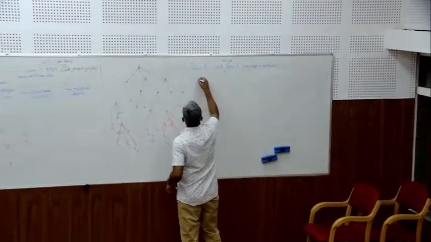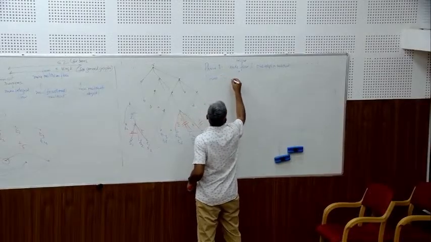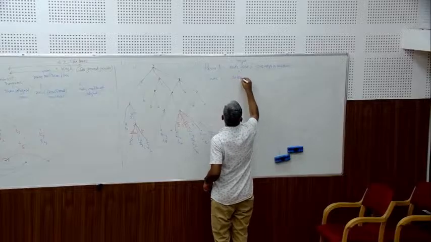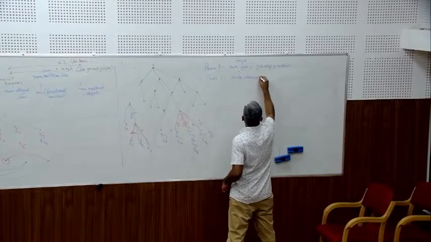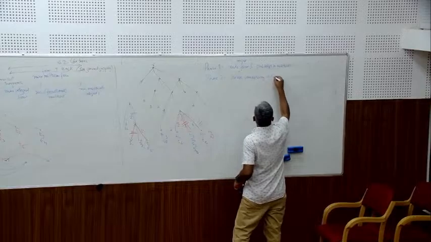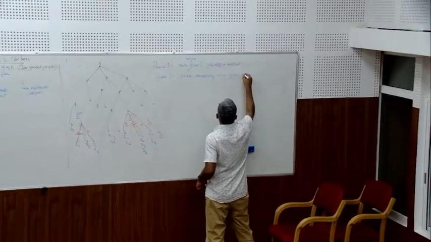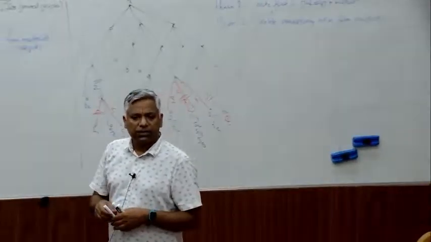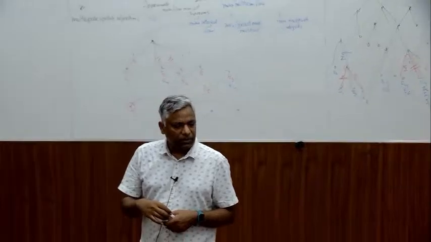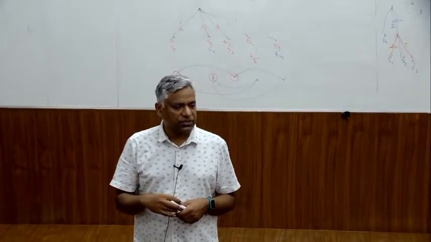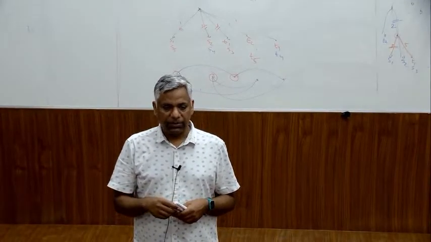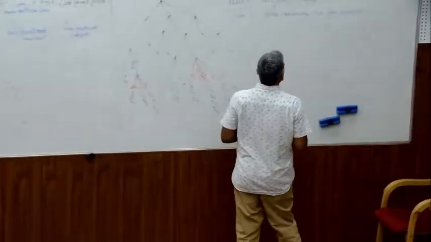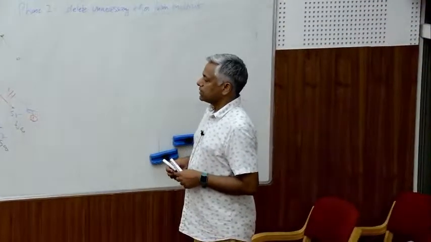Now phase 2: delete unnecessary edges from the multicut. Did you see reverse delete? Did you do the primal-dual algorithm and see reverse delete in that? Okay, no worries. What does it mean to remove unnecessary edges?